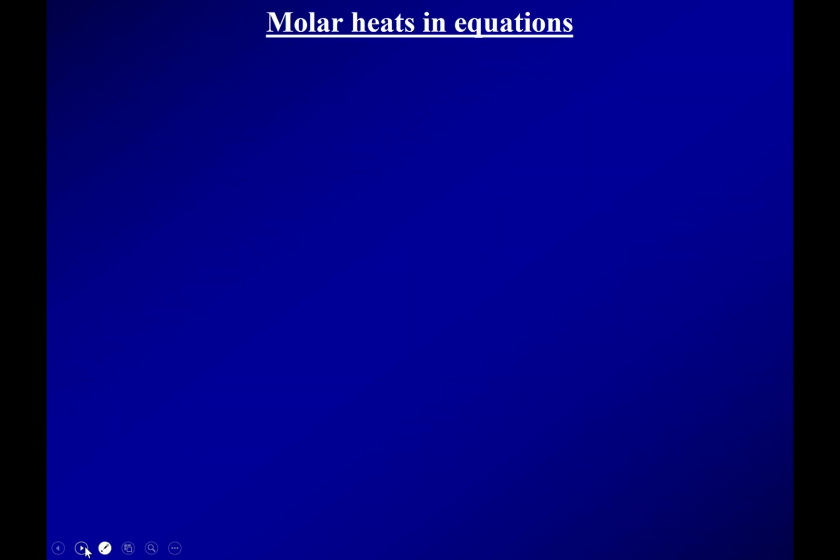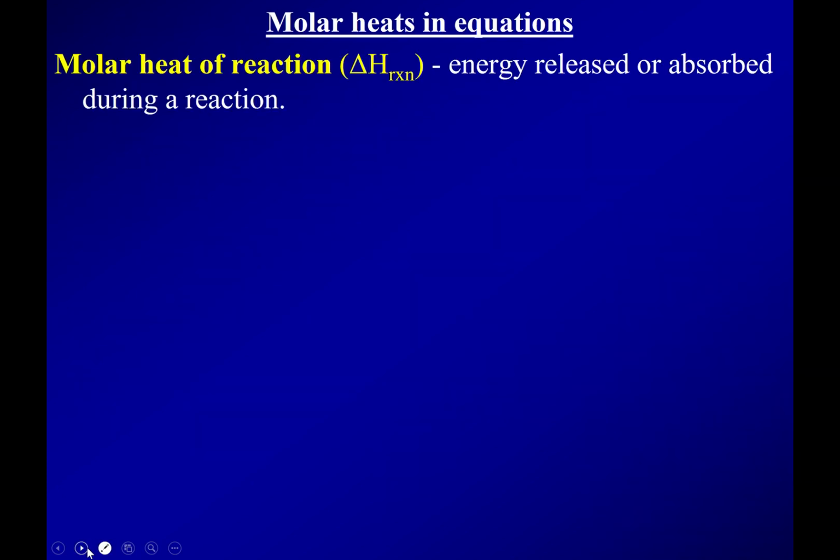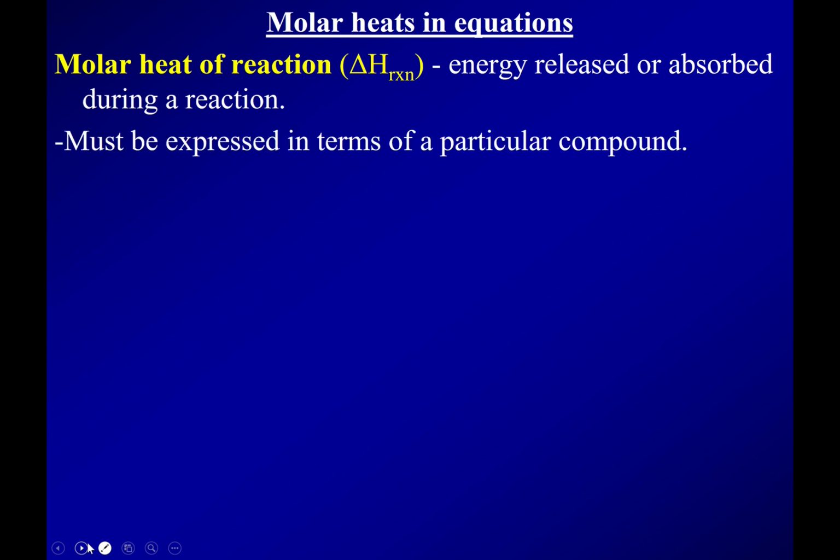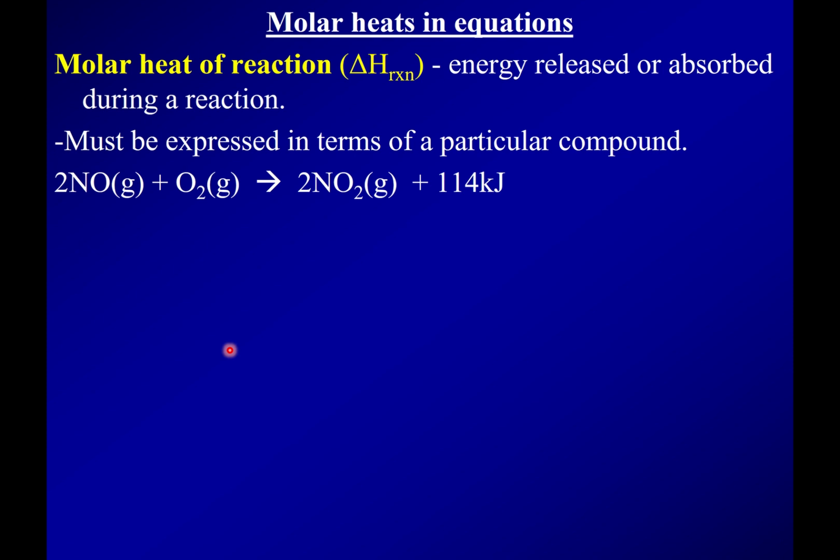All right, last one. Now that we know how to put them in an equation, let's go ahead and use it. First of all, the molar heat of reaction is what we've been talking about here. And they use this funny RxN for reaction. You probably remember it like with medicine. And this must be expressed in terms of particular compounds. So here's our sample problem. We have nitrogen monoxide combining with oxygen forms nitrogen dioxide, and it gives off 114 kilojoules of energy.